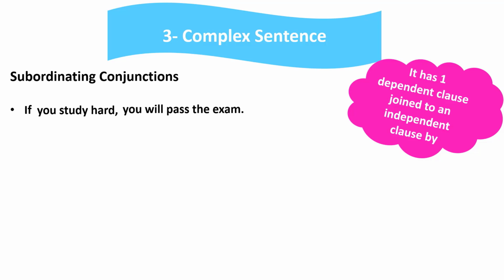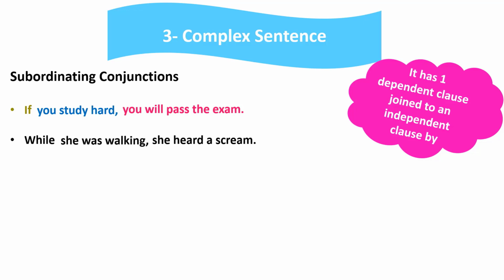If you study hard, you will pass the exam. As you can see, if is the subordinating conjunction. Study hard is the first clause, and actually it's dependent, because if I say, if you study hard, what will happen? There should be another part. You will pass the exam. So I have to complete it with another independent clause.